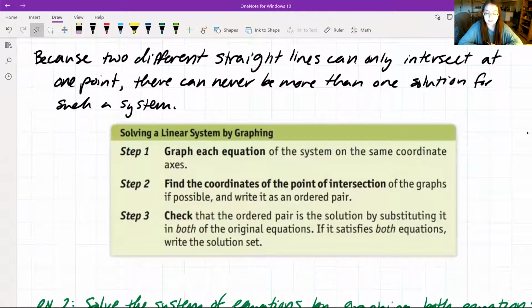Solving a linear system by graphing takes 3 steps. Step 1, we graph each equation of the system on the same coordinate axes. Step 2, we find the coordinates of the point of intersection of the graph, if possible, and write it as an ordered pair. And step 3, we check that the ordered pair is the solution by substituting it in both of the original equations. If it satisfies both equations, write the solution set.